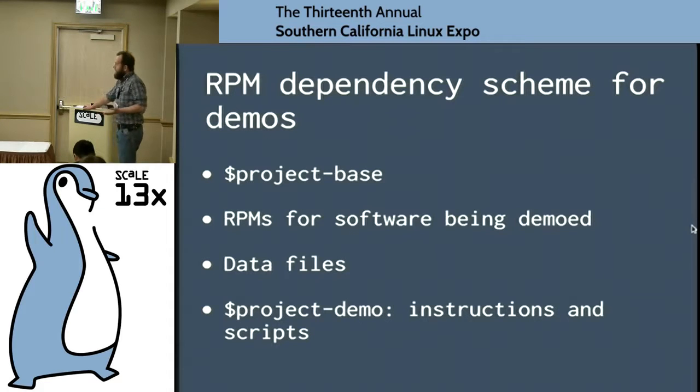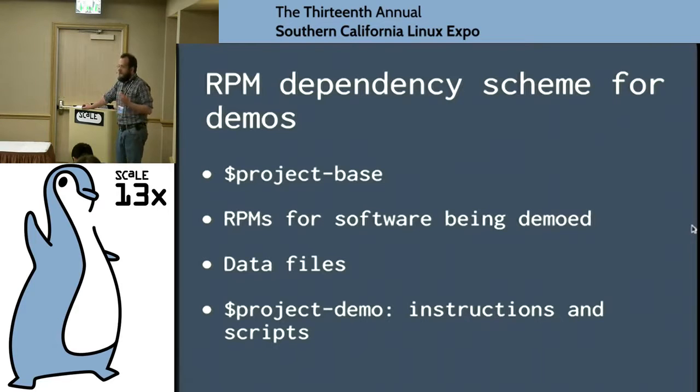Now, for each piece of software you're demoing, that would have its own RPM. And at this level is where you put in the dependencies for the software itself. So if it's a web application, you have it depend on the web server you're testing with, and so on. And those RPMs are the closest to regular in the wild RPMs that you're going to deal with for demos.